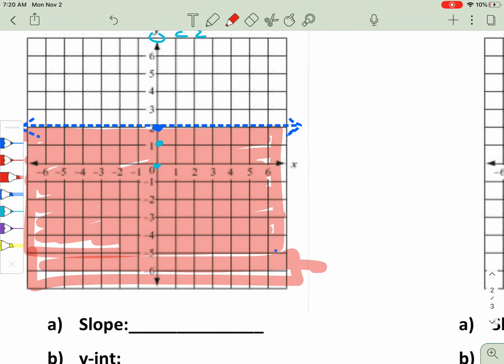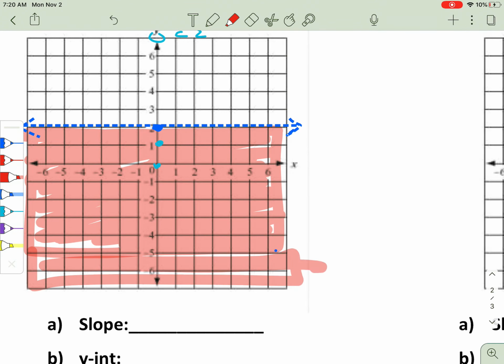Okay, what's the slope? Well, it's a vertical line, so this is undefined. What's the y-intercept? It doesn't have one. It never touches the y-axis. It's a solid line. Okay, so let's pick a point on either side. It doesn't matter what point you pick.